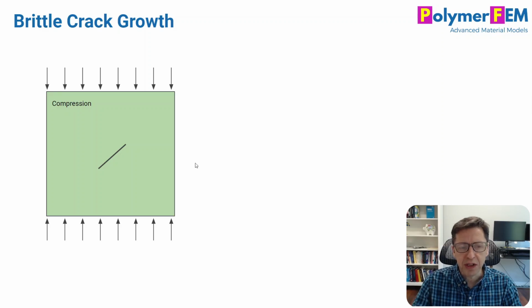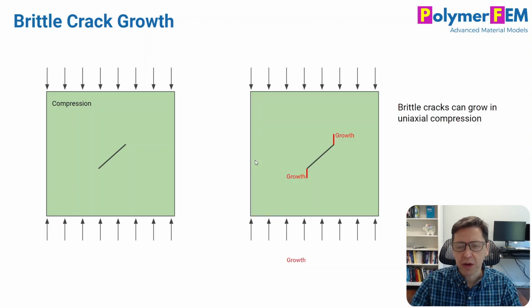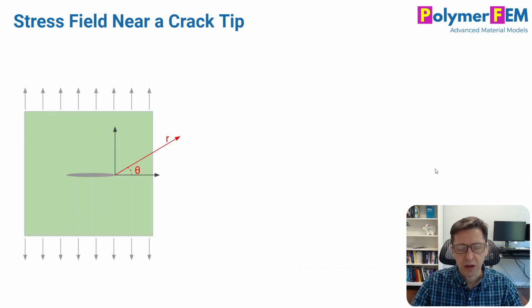If you do compression instead, so if you have a 45-degree or some angle to this initial crack, and you do compression on it, what will happen to this crack if you keep loading it? It will grow cracks in this direction, actually. These are called wing cracks as well. So you can get crack growth in uniaxial compression if you have cracks that are oriented at an angle to the load direction. So that's also kind of good to have some intuition about.